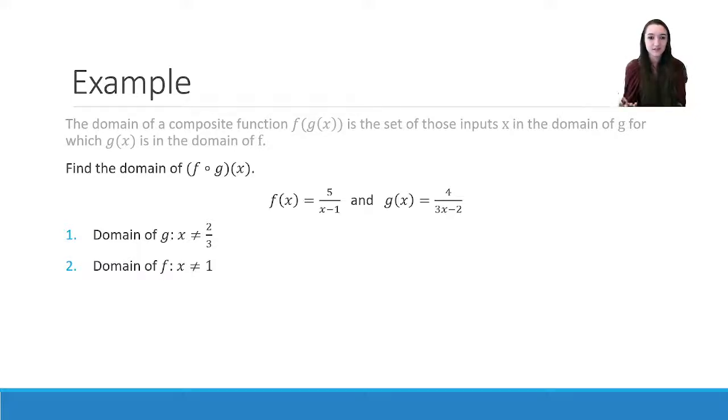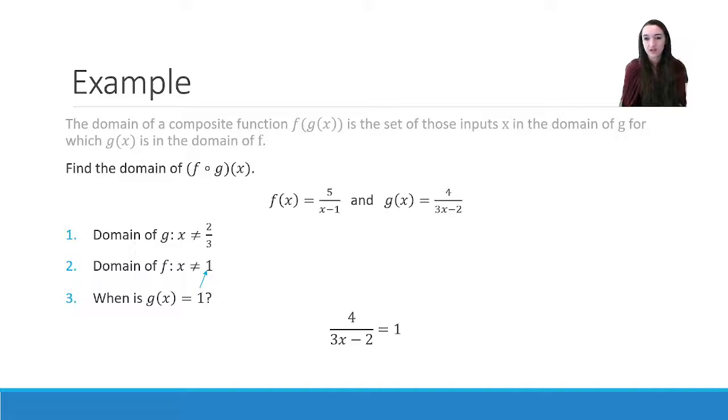But in this case, it doesn't work that way. We're actually not going to cut out x equals 1 from our domain. Instead, we're going to cut out g of x equal to 1. So that's the question: when is g of x equal to 1?